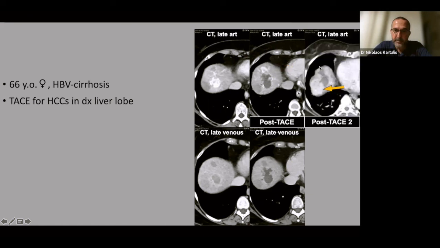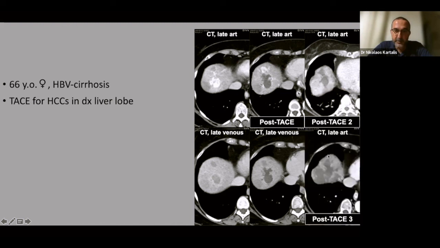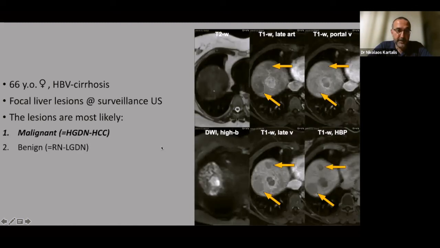This is the post-TACE number 2. And you see the other hypovascular lesion became hypervascular itself. So we treated this one too. So after the TACE number 3, we have the first treated, second treated, and third treated. So actually, these lesions are most likely malignant, although the guidelines say that we have to be careful and not assign possibly malignant lesions to definitely malignant lesions.